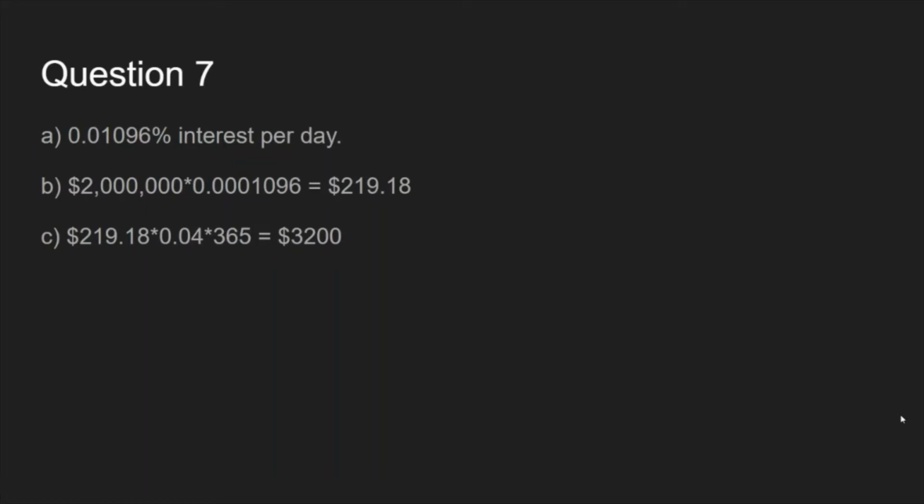$219.18. And then for C, if they lent out the money earned from interest at the same rate for an entire year, they would earn $3,200 because the money lent each day would be 219, and then times the interest rate for the entire year.